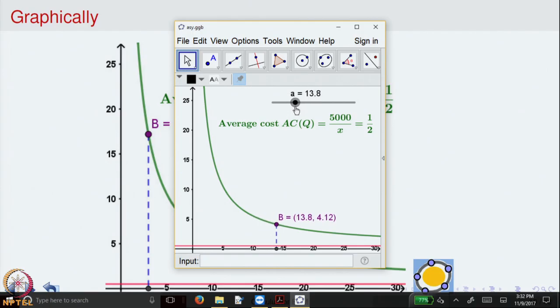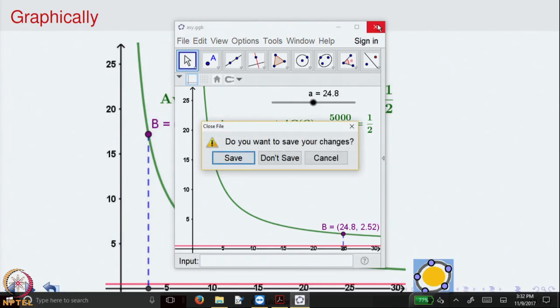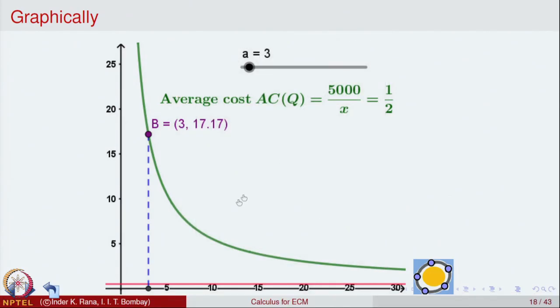Okay. So, this is indicating that the value is becoming smaller and smaller. You can see the value is changing here. If you are closer to 0, it is increasing, and if you are going this side, then it is decreasing. This is a dynamic way of looking at it, but it should be obvious from the graph that as you go on the right side, the value of the function will decrease and it will approach the value 1 by 2.